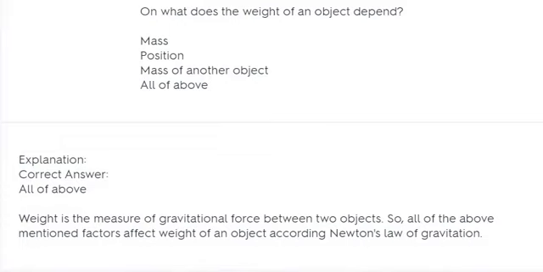On what does the weight of an object depend? Mass, position, mass of another object, all of the above. Explanation. Correct answer: all of the above. Weight is the measure of gravitational force between two objects. So, all of the above mentioned factors affect the weight of an object according to Newton's law of gravitation.